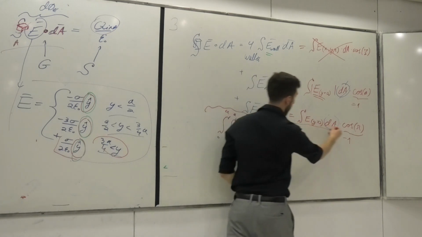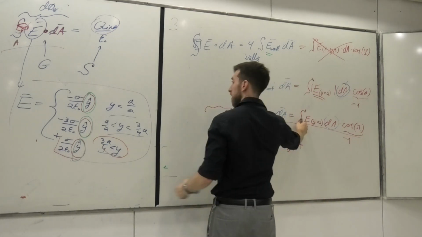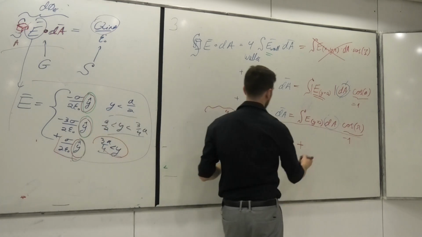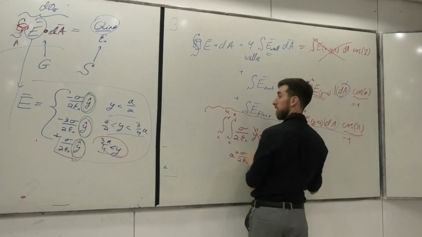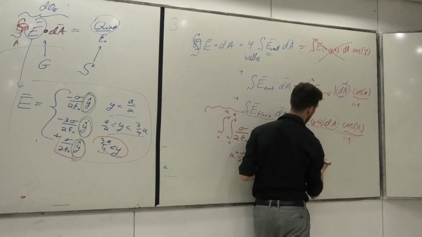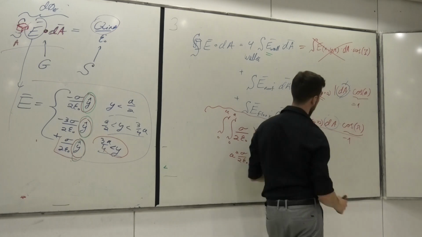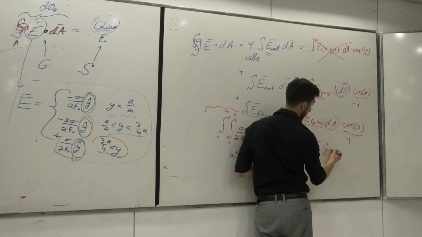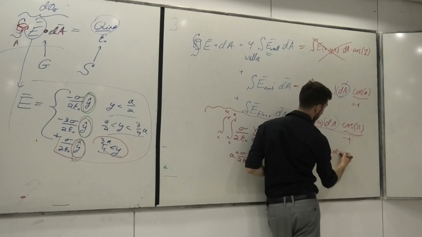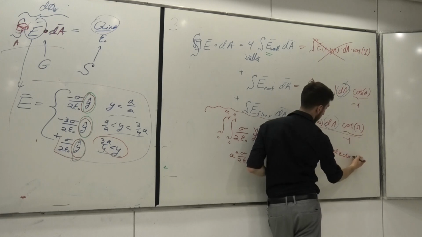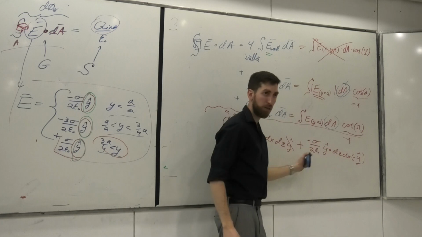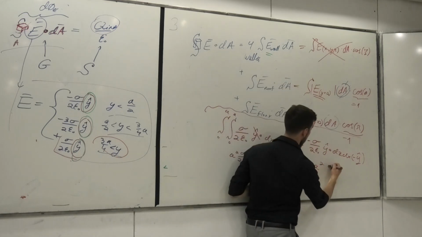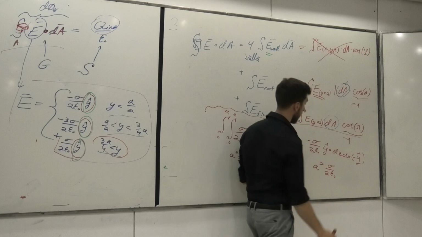I'm going to do this separately. So what is E at y equals 0? Negative sigma over 2 epsilon, in the y direction. Times dz dx, at minus y. It's negative y. So these two minuses actually kill each other out. So this one is a squared sigma over 2 epsilon 0, right?